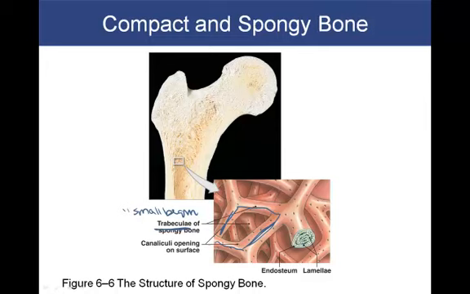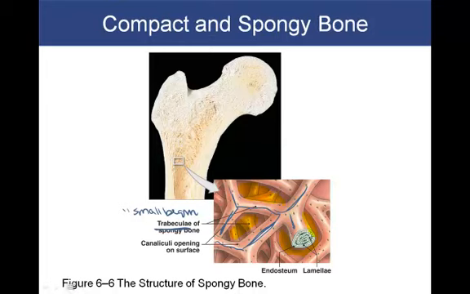There's no major vasculature associated with the trabeculae, and we find that these trabeculae create a lot of open space. You can see a tremendous amount of space left in between these struts, and of course in life this space is filled with bone marrow.